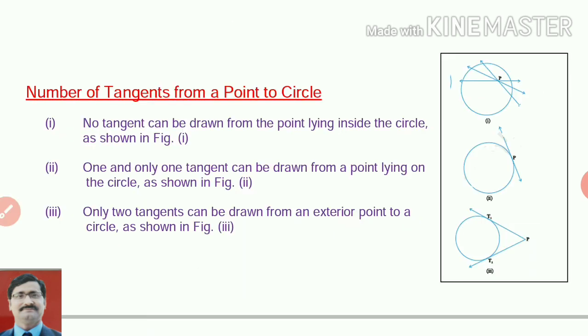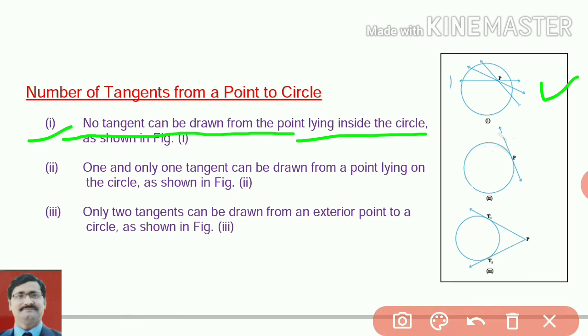Number of tangents from a point to a circle. Look here, in the first case, first diagram you can check. No tangent can be drawn from a point lying inside the circle. If point P is inside the circle and you want to draw tangents, you cannot draw. You can draw only a secant line. Next, one and only one tangent can be drawn from a point lying on the circle. If you have a point on the circle, you can draw only one tangent.